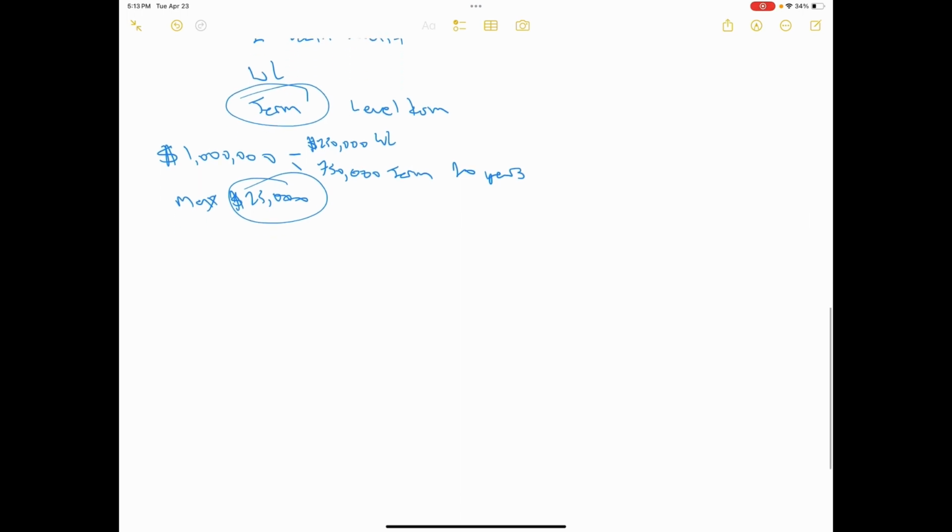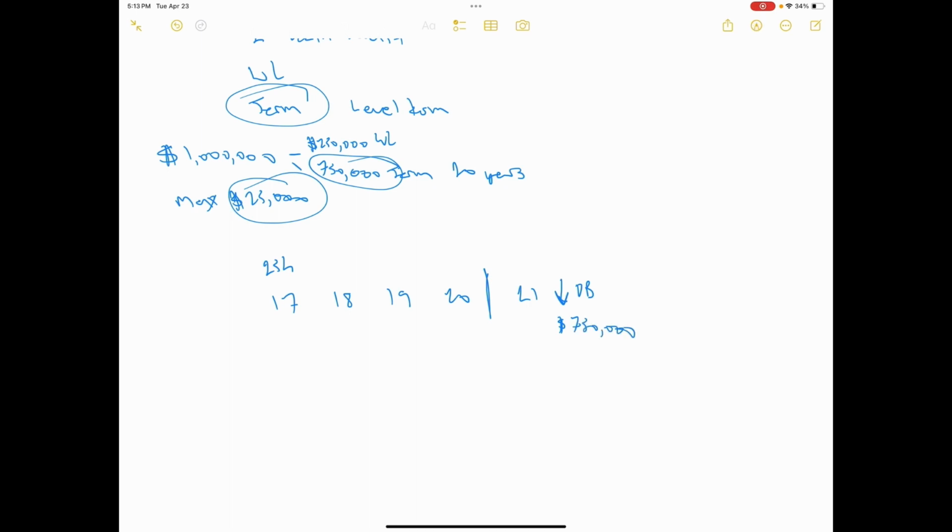But let's look at year 17. So year 17, we make our $25,000 payment. We have years 18, 19, and 20 remaining with our $750,000 term rider. But after that, starting in year 21, we're going to lose the term rider. We're going to have a reduction in death benefit. Term rider is going to go away. Our death benefit is going to be reduced by $750,000.